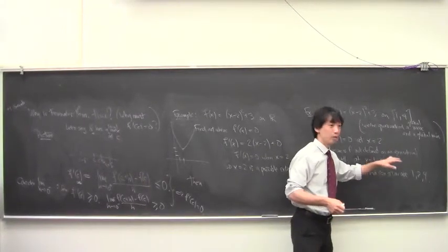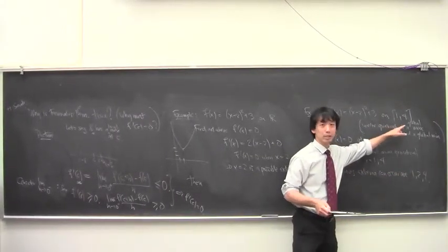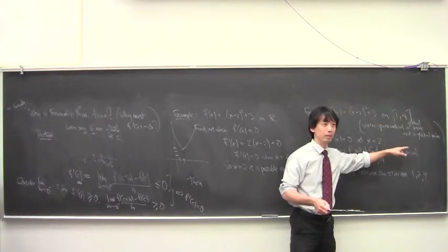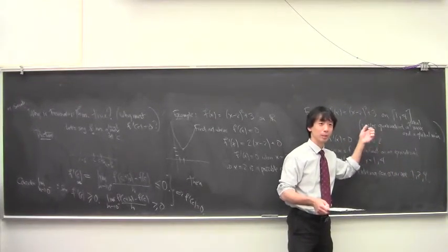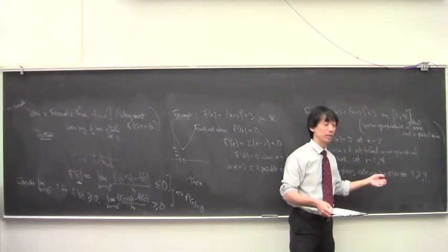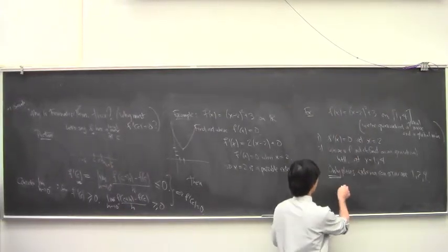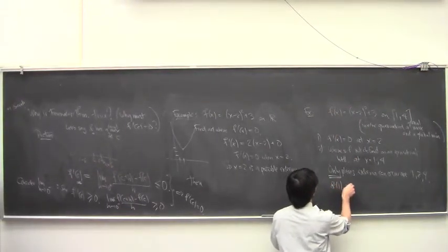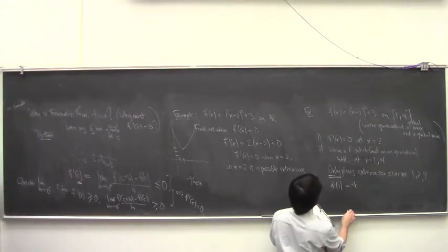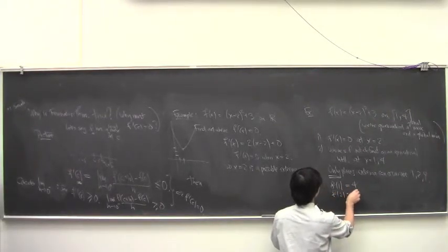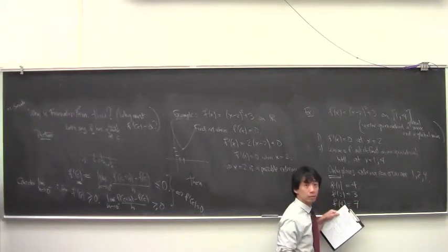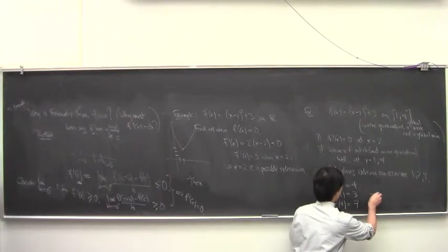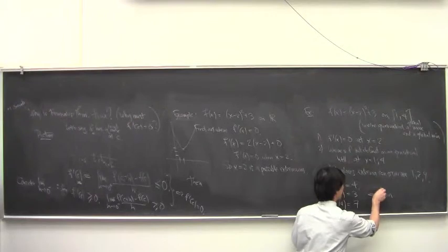And so, further, we're guaranteed a global max and we're guaranteed a global min. So all we have to do is check these 3 places and see which one is the biggest, and that will be the global max, and check which one is the smallest, and that will be the global min. So you just plug it in: f of 1 is 4, f of 2 is 3, and f of 4 is 7. So this one is the global min. This one is the global max.